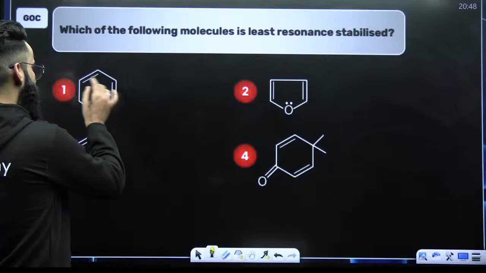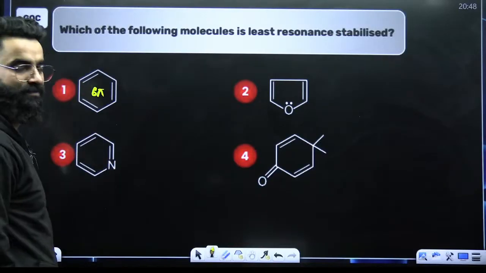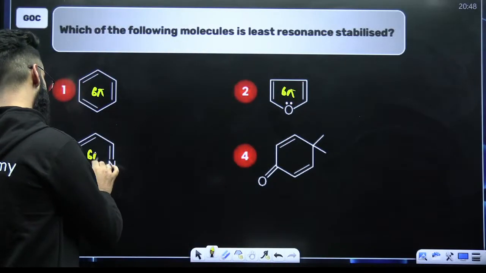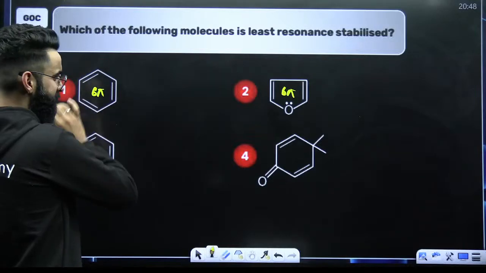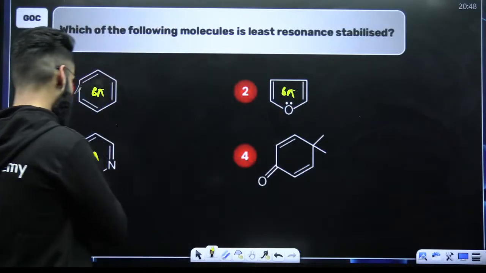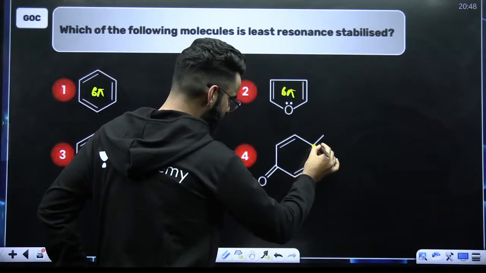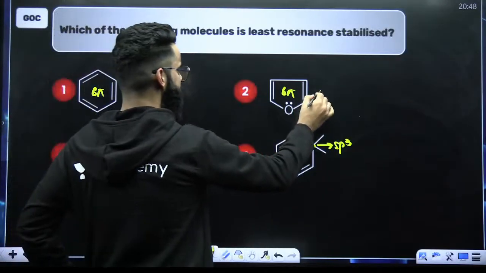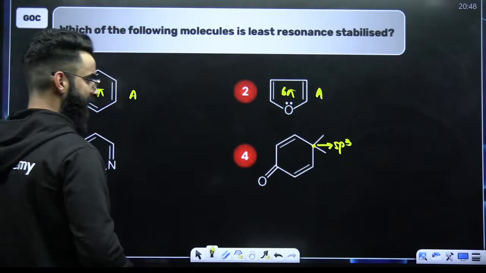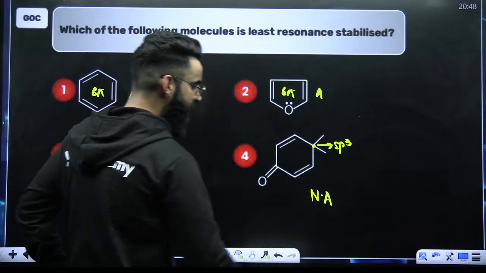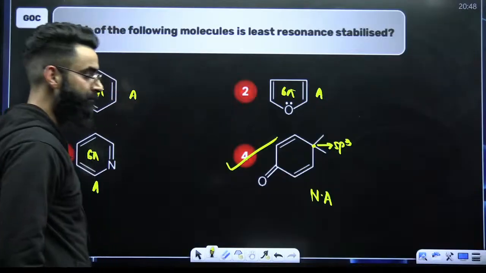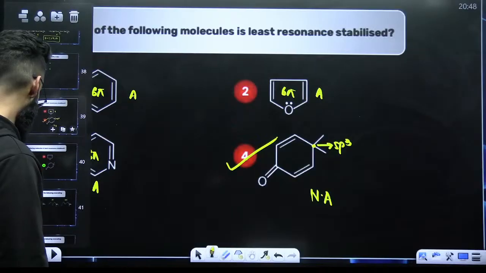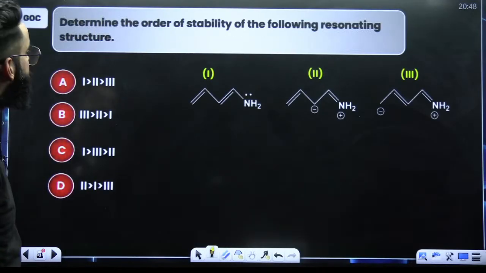See, first of all, 2, 4, 6. 6 pi electrons involved in the cyclic conjugation. Again, 2, 4, 6. 6 pi electrons. Cyclic, planar, 6 pi electrons. Look at this particular carbon here. It is sp3 hybridized. This particular species is aromatic, and so are these. This one is non-aromatic. And you know non-aromatic ones are less stable than the aromatic ones. So it's going to be option 4. Done and dusted.